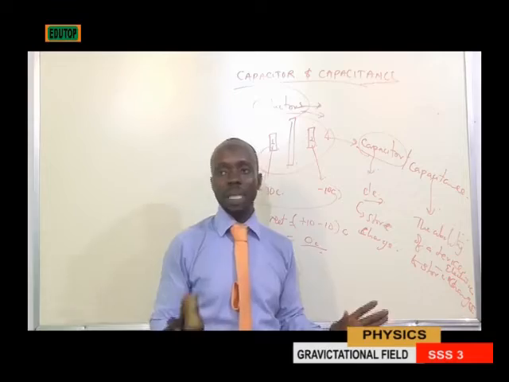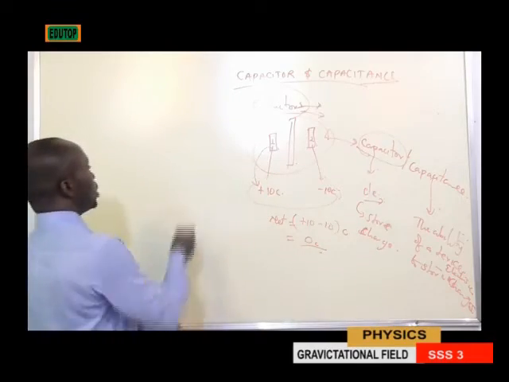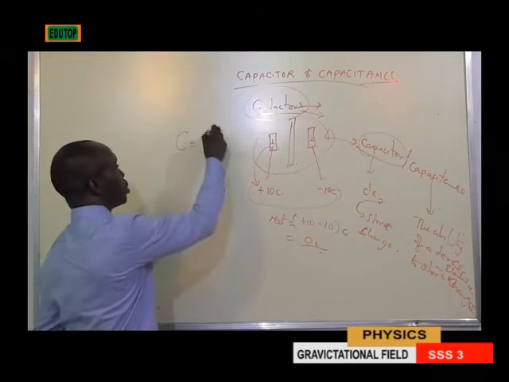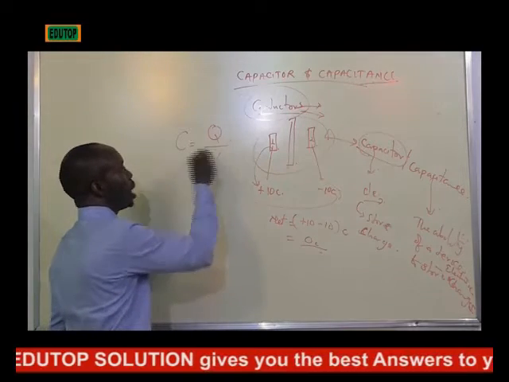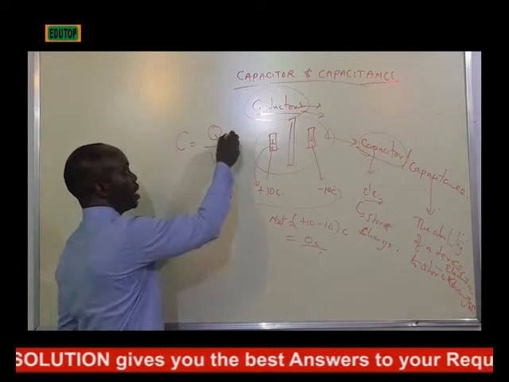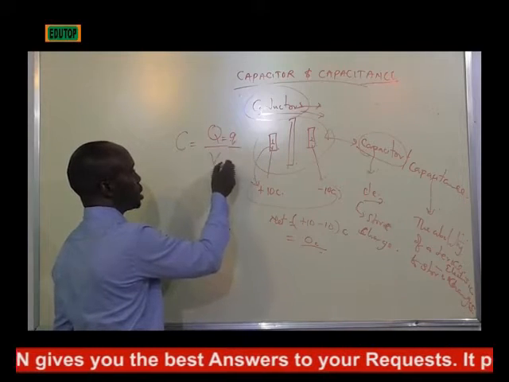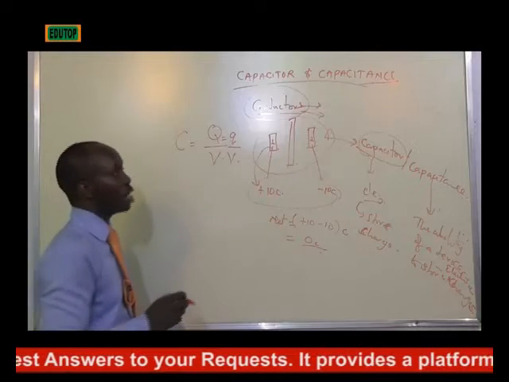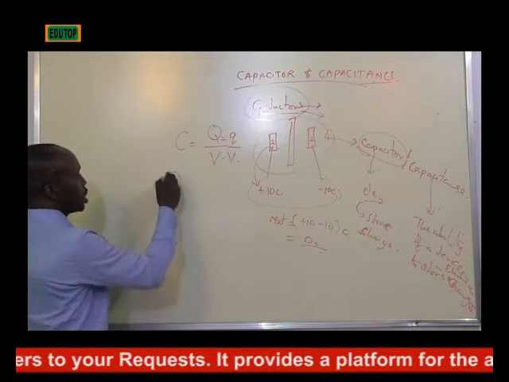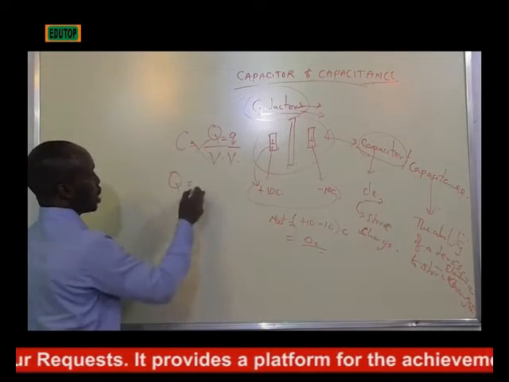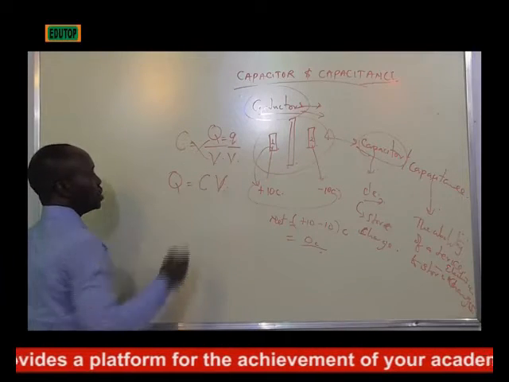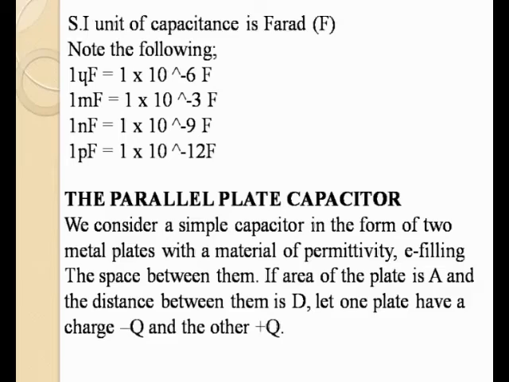The mathematical formula for capacitance is given as C. C, being your capacitance, is given as the division of your charge Q over the potential difference, which is measured in volts. If you cross multiply, your charge can now be the product of your capacitance times your potential difference, which is your V. So you are getting it now.